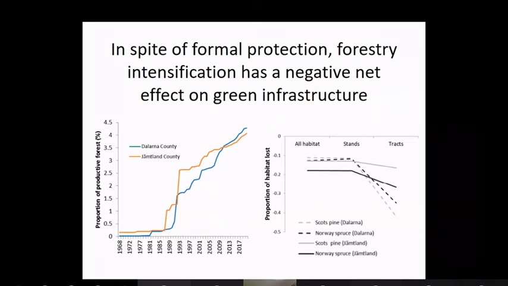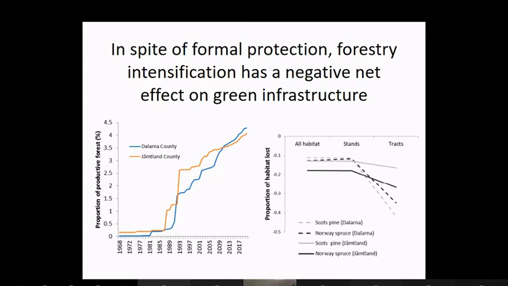Another effort which is made is, of course, to create formally protected areas. And in these two counties, about 4% of the productive forest land is formally protected today, which is nice. And there has been a dramatic increase, especially since the mid-1980s.